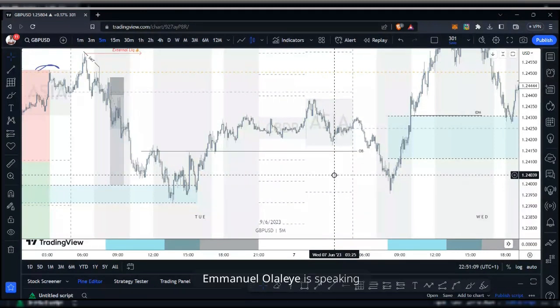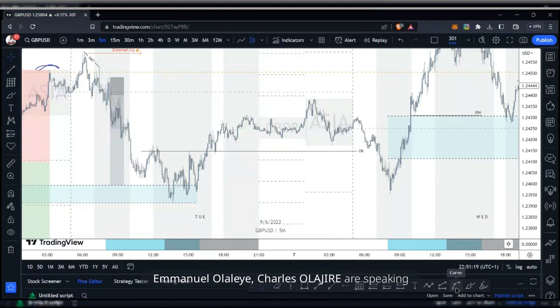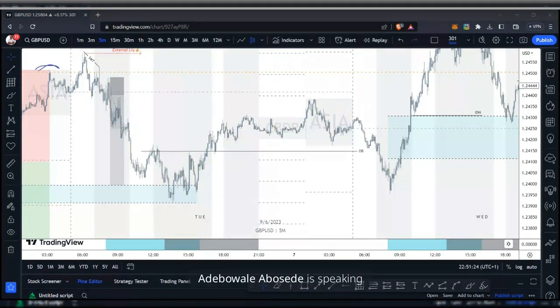I tell you, the other block, the price came into mitigation of construction. Inducement. Are we going to consider the inducement after the imbalance? The range, price is at discount. Oh my God. Yes, price is at discount. I agree.